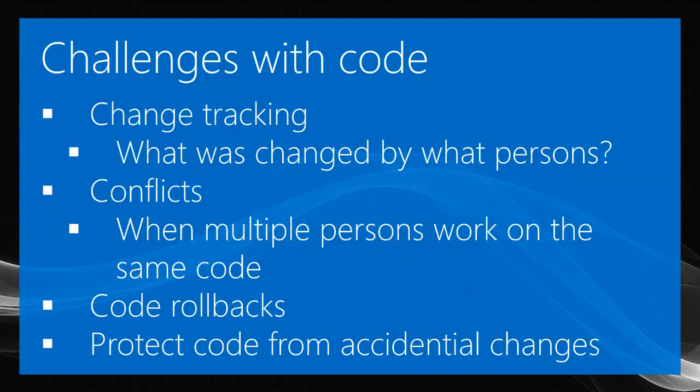So we need some way to deal with that. And of course, if we somehow break our code, we need to be able to roll back to find a version that obviously still worked, right? So that we can easily get back to a working code version.